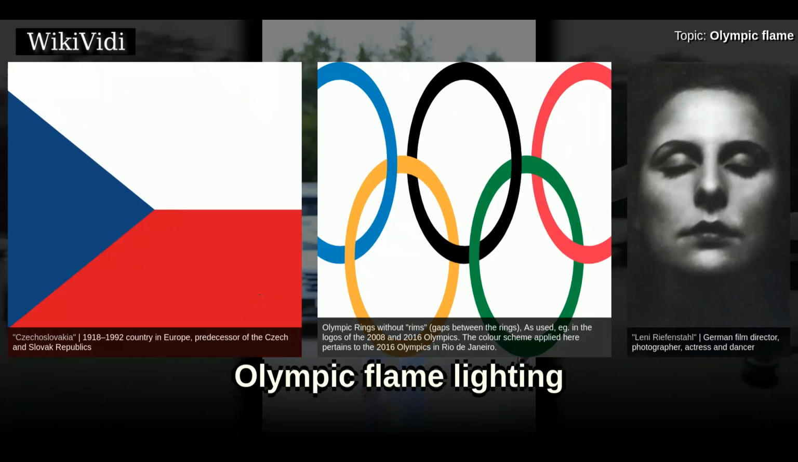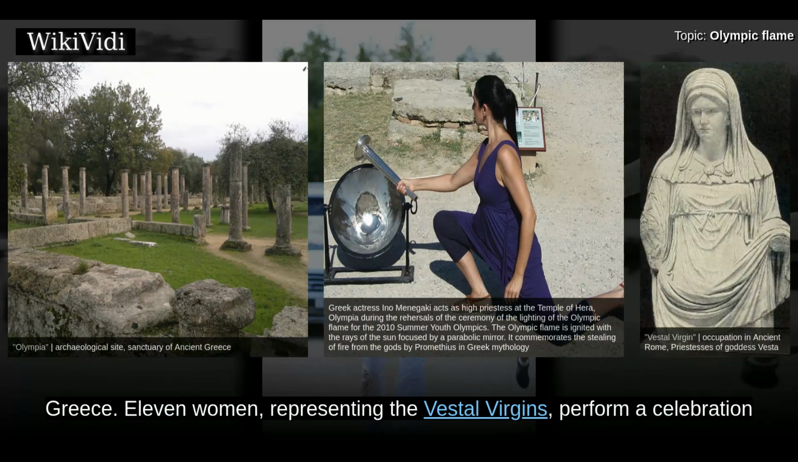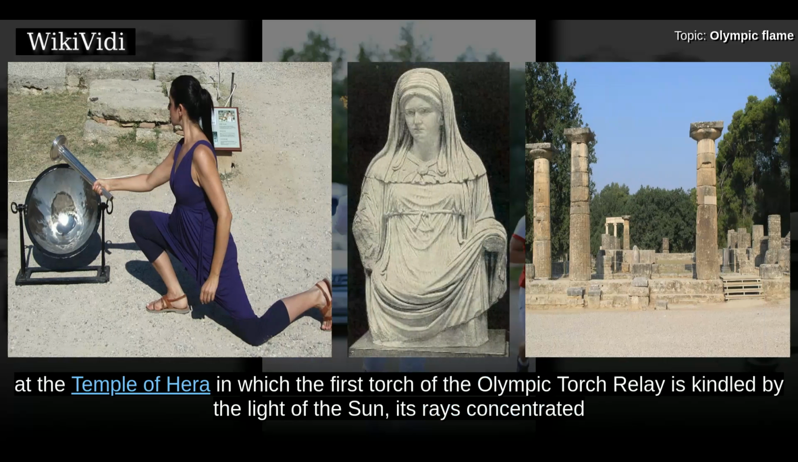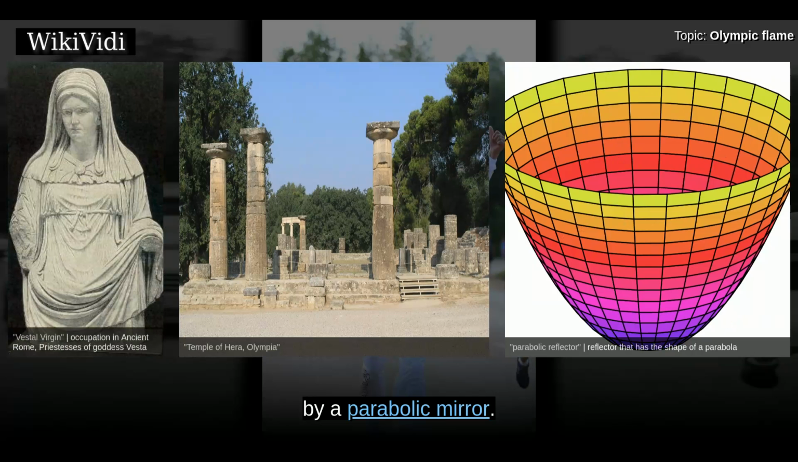Olympic flame lighting. The Olympic fire is ignited several months before the opening ceremony of the Olympic Games at the site of the ancient Olympics in Olympia, Greece. 11 women, representing the Vestal Virgins, perform a celebration at the Temple of Hera, in which the first torch of the Olympic torch relay is kindled by the light of the sun, its rays concentrated by a parabolic mirror.